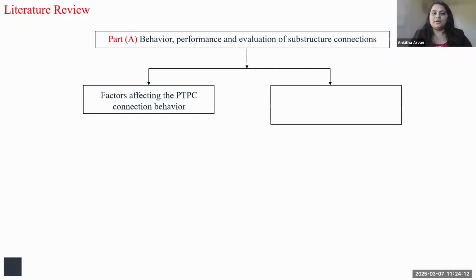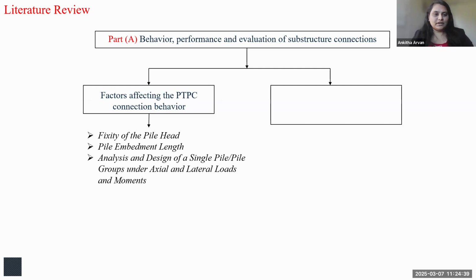For the factors affecting the PTPC connection behavior, a thorough literature review was done. And like Pranoy mentioned, the state award was given for this paper actually. The literature covered the factors that affect the connections, which included the fixity of the pile head, if it's fixed, pinned, or free, and the pile embedment length, if it was shallow or deep, or if it was plainly embedded. All that literature review was conducted.